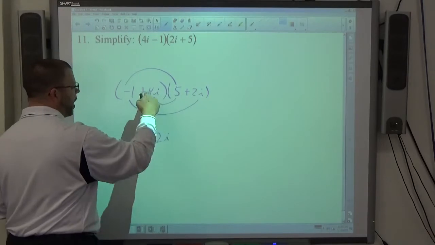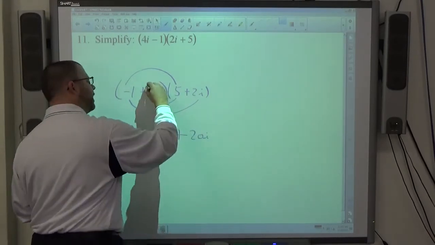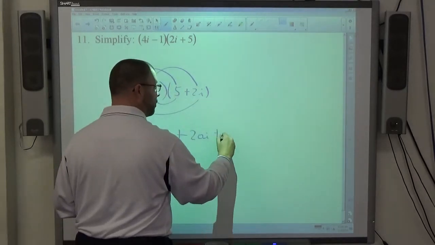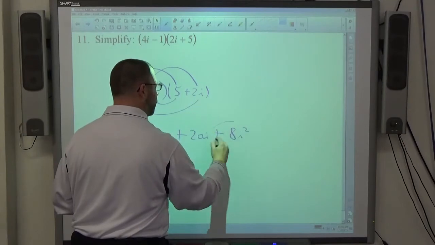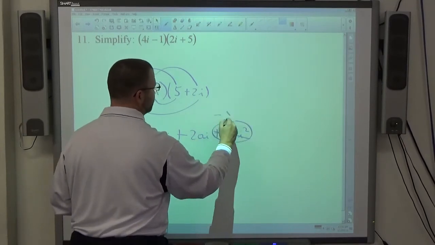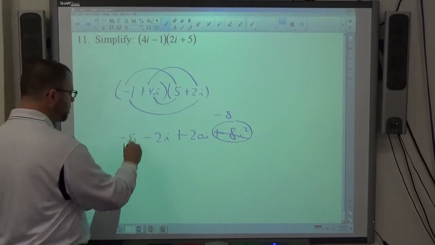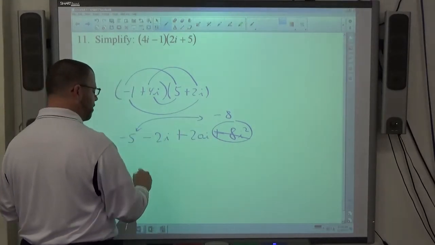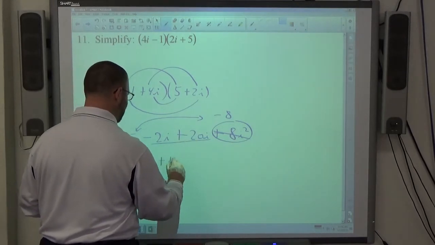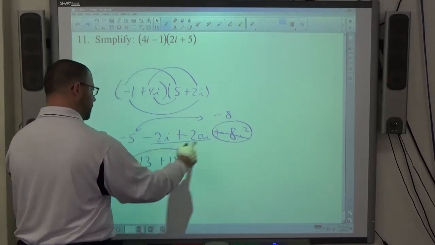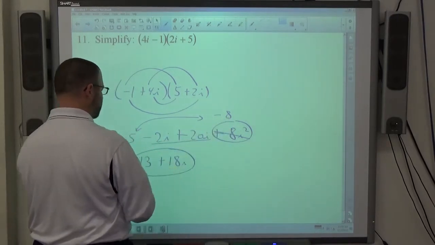Inside times inside, positive times positive makes a positive. 4I times 5 is 20I. And last times last, positive times positive makes a positive. 4 times 2 is 8. I times I is I squared. Once again, I got an I squared term. 8I squared is just minus 8. Real numbers, negative 5 and negative 8 is negative 13. Imaginary is negative 2 plus 20 is going to be plus 18I. Addition because the signs are the same, subtraction because the signs are different. In each case, the bigger number determines the sign of the answer.